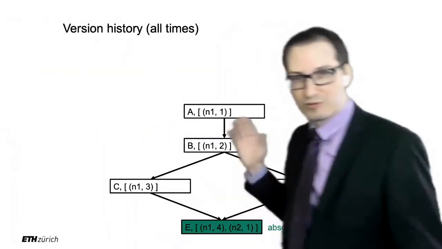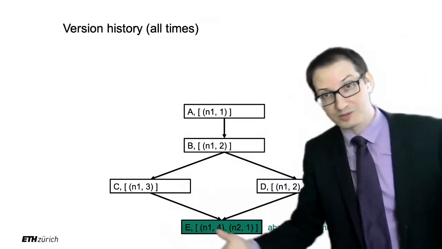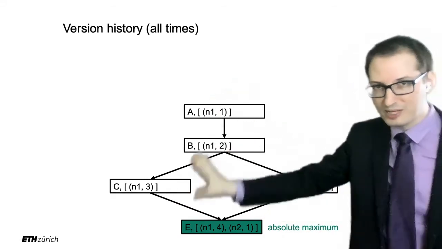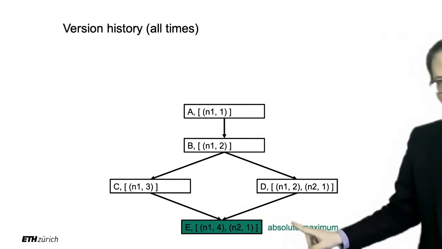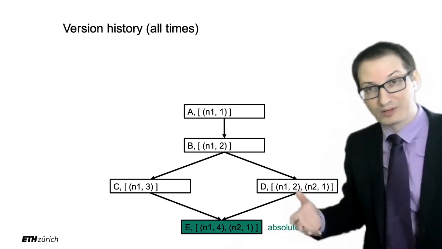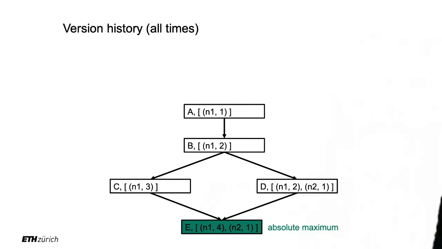So of course, that means you have a version history of the vector clocks. It's not linear as it would be in a consistent system. It's actually a directed acyclic graph, and you just create versions using these vector clocks, organizing in a graph. And you love it when you have an absolute maximum because there's no conflict, but in the general case, you might have several maximal elements that you need to resolve on the clients.